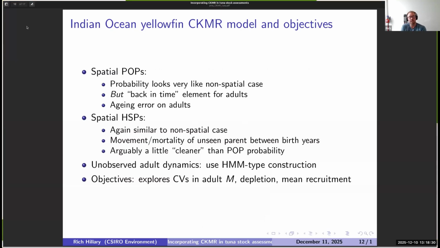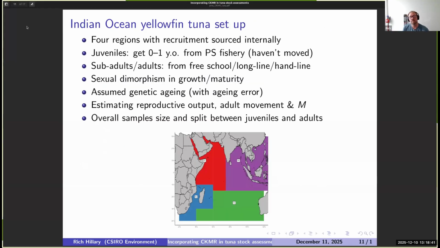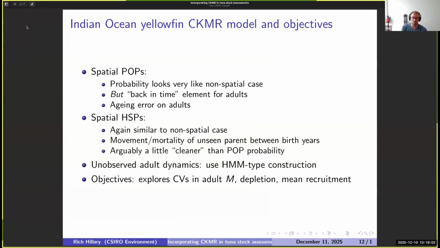For the spatial half-sibling pairs, again, the equation, apart from dealing with the spatial bit, looks pretty similar. But you've got to account for the fact that we've got a juvenile born in region 1 a few years before, comparing it to another juvenile born in region 4 some years later. We've got to figure out that we think the putative parent was in region 1 when the first one was born. What's the probability that it survived and moved to region 4 when the second juvenile was born? It's probably a little cleaner than the POP probability. It doesn't have this sort of back-in-time thing.